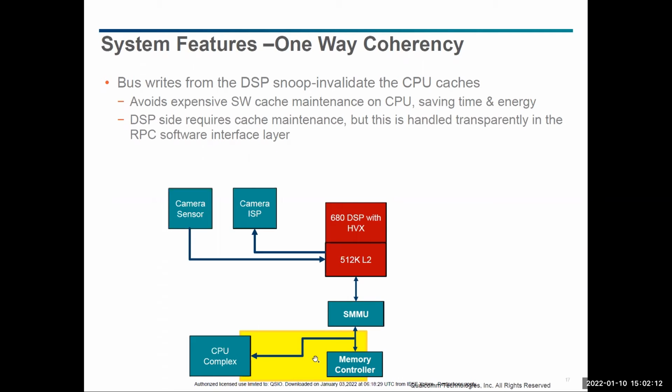The second advantage is that the DSP side requires cache maintenance, but this is handled transparently by the FastRPC software layer that we discussed for the offloading earlier. The FastRPC protocol, or the FastRPC driver, is responsible for ensuring that the cache maintenance happens appropriately. So an end user need not worry about ensuring that the caches are coherent.